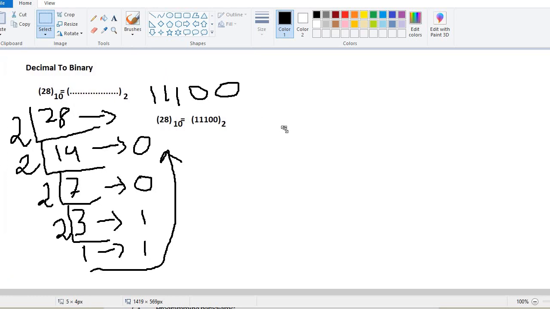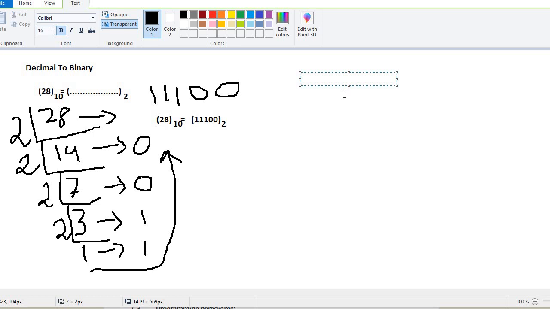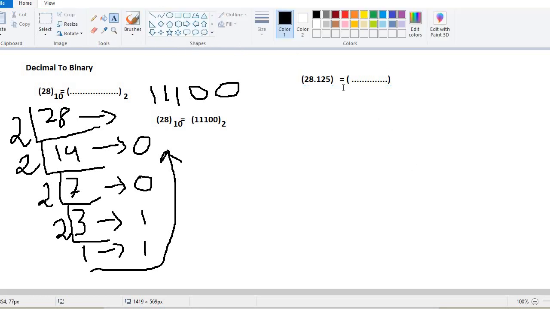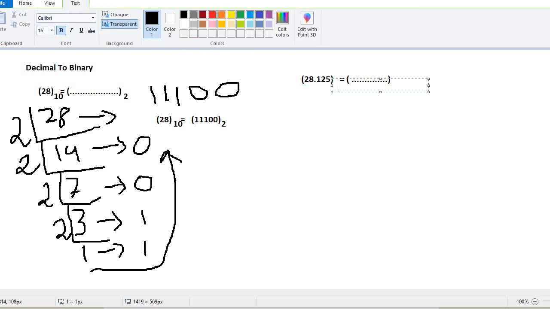Now suppose I want to use a floating value. Okay. So what is a floating value? Suppose I want to use something like 28.125. Okay, this is my decimal value and I want to convert it into a binary value. In that case, what do I have to do?